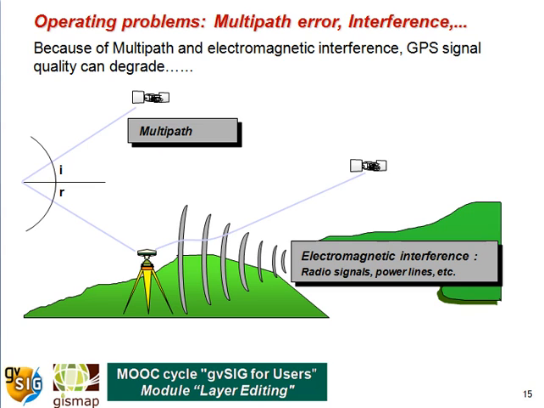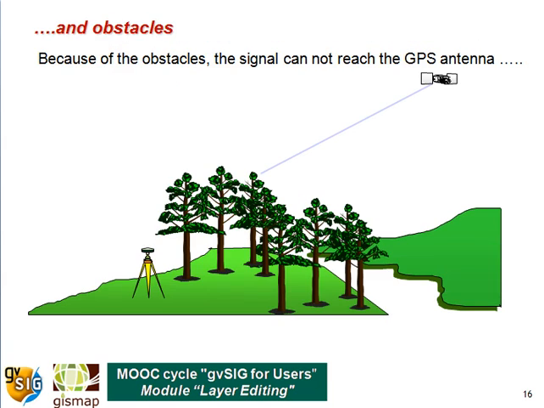I have some operating problems when I work in the field, such as multipath error or interferences. Let's say if I have a wall, my receiver can get the signal through the wall, so it's not an exact signal. Or as well, I can have some electromagnetic interference, some radio signals, power lines, and so more. So these problems can give you some bad measurement, as well as obstacles. If I take a point under trees, for sure the signal cannot reach the antenna of GPS.